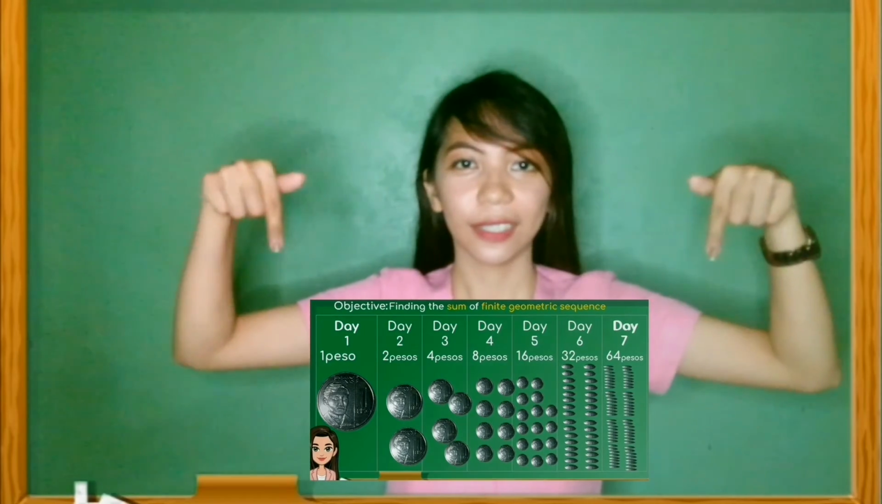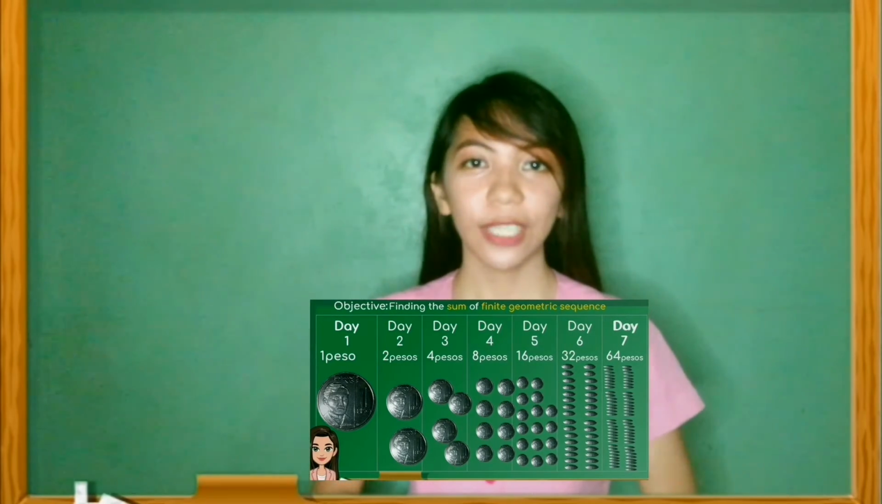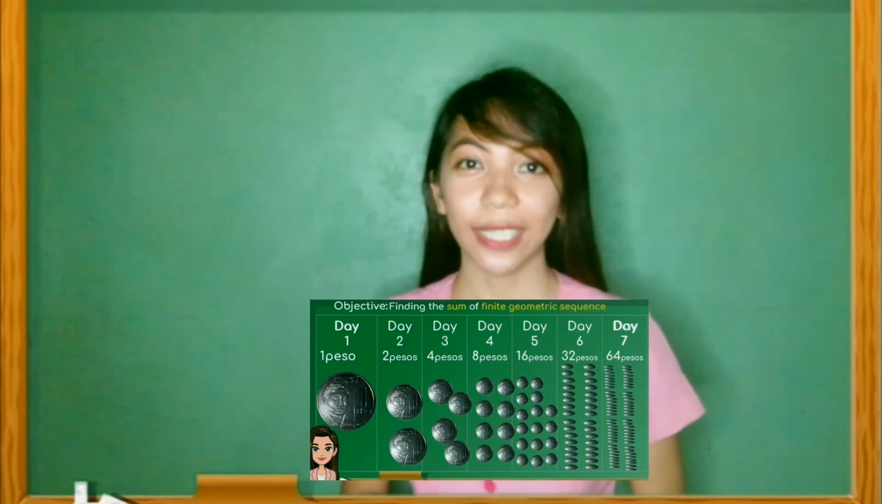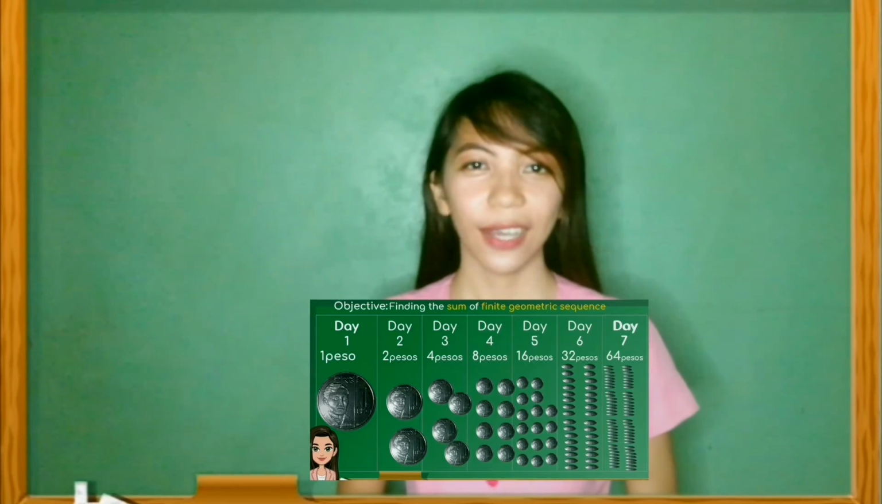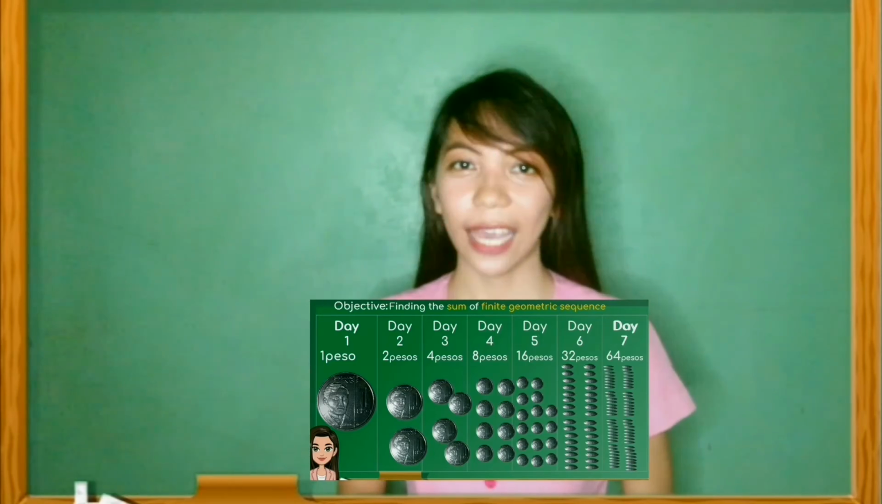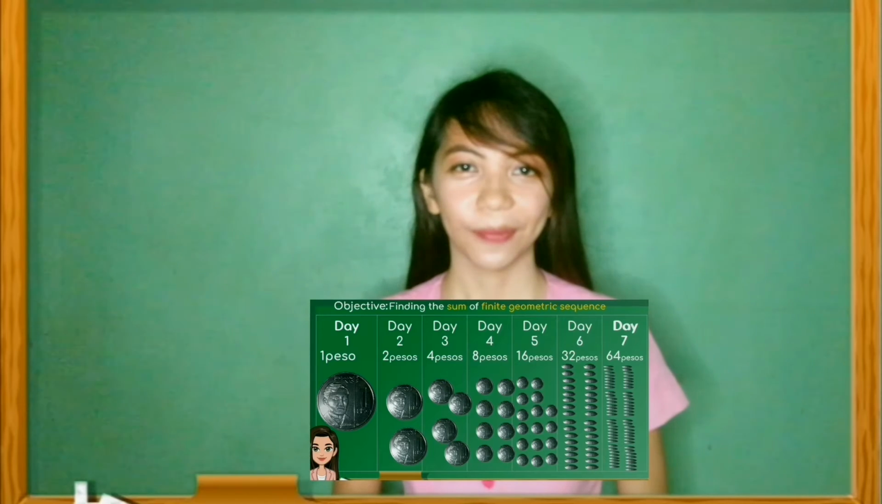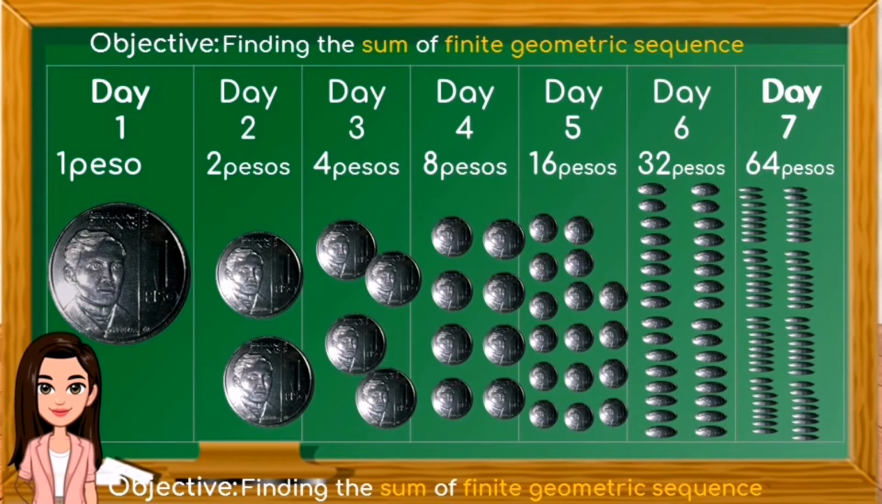Now, let us try to solve Pam's ipon challenge. She saved her money geometrically as you can see in the table. She saved on day 1, 1 peso. On day 2, 2 pesos. On day 3, 4 pesos, until day 7. What is the total of her savings from day 1 to day 7?